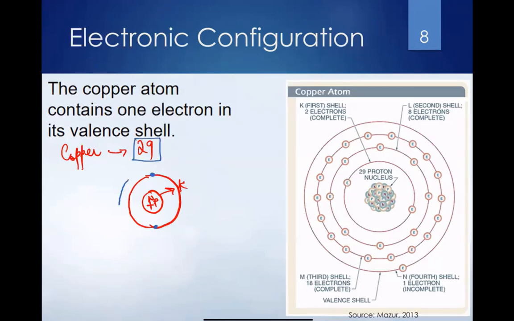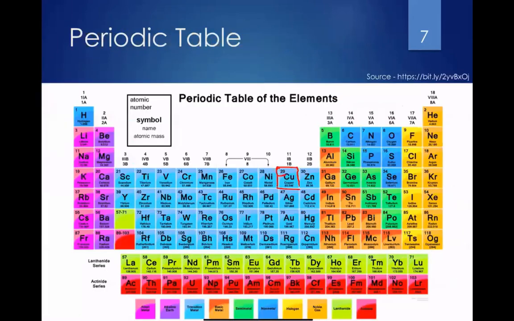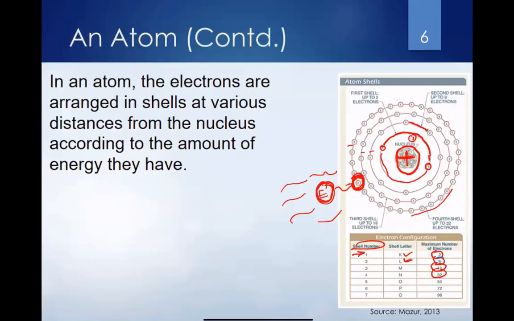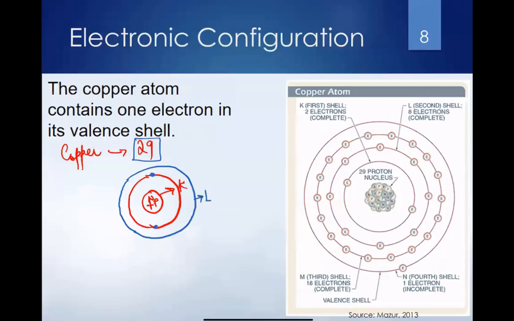Okay, let's move to the next shell, which will be the L shell. How many electrons can you have over here now? If I go back here, your L, you can have up to 8 electrons, correct? So remember, these electrons are usually in pairs like this. 2, 4, 6, 8. Okay, 2, 4, 6, and 8.